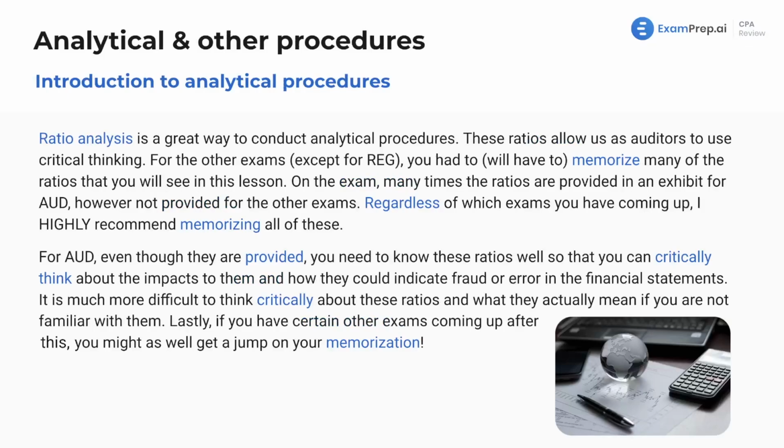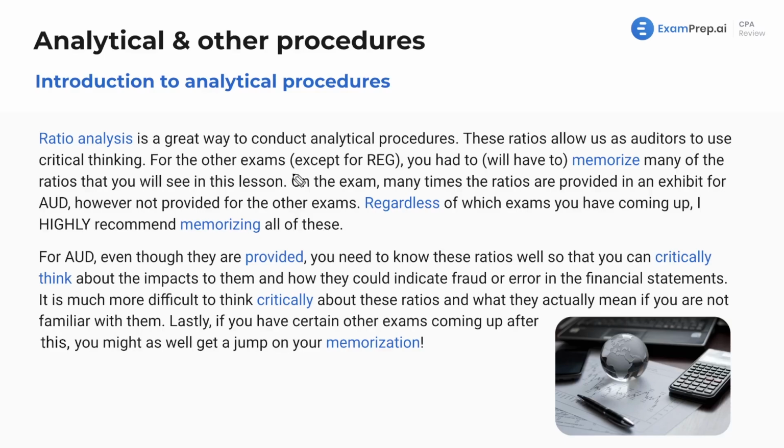Diving into our lesson for all things related to analytical procedures, let's talk about it. Well, ratio analysis, we know, is going to be a great way to conduct analytical procedures. That's really the cornerstone of everything we're going to do. These ratios are going to allow us as auditors to use critical thinking. We're going to look at a ratio. Is that ratio in line with expectations?